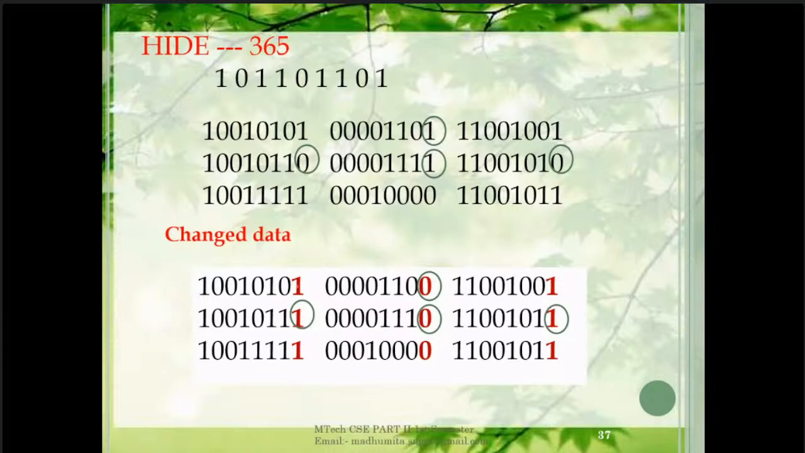What was there, I will not consider. I will consider only what I have embedded. You see, the same thing is here. You can see this: 1, 0, 1, 1, 0, 1, 1, 0, 1. So you see, the same bit is here. So if I extract from the LSB, I will get this information only, the 365. Is it understood?